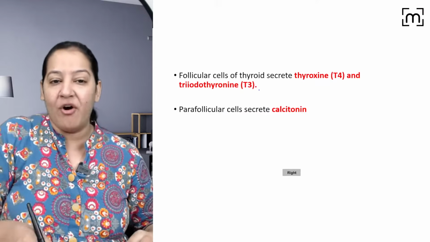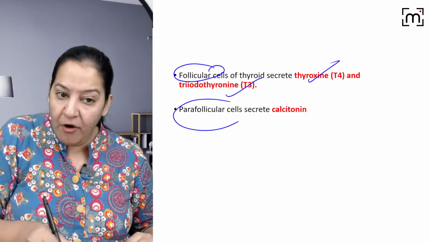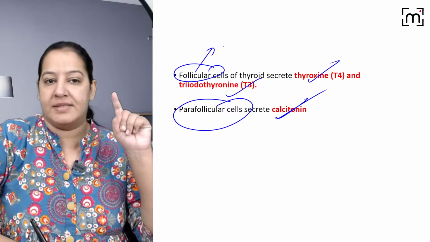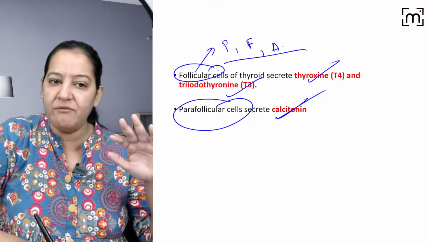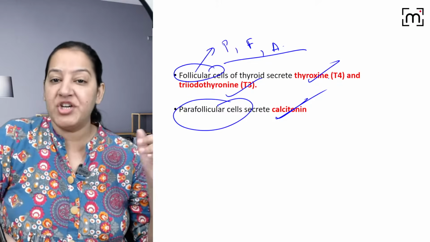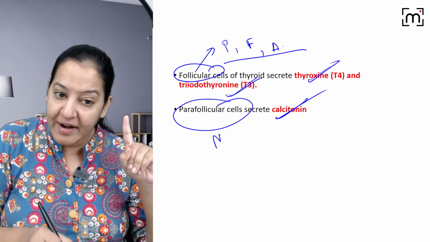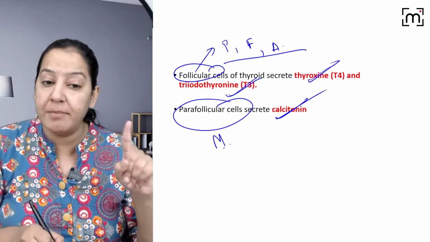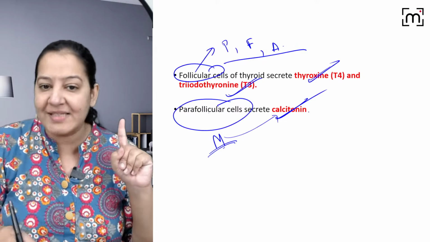So basically the follicular cells secrete T3 and T4 and parafollicular cells secrete calcitonin. I'm telling you the 3 tumors, that is papillary, follicular and anaplastic, they arise from follicular cells, right? So patients have more T3 and T4 in the blood when they have these tumors. But the medullary carcinoma arises from parafollicular cells. So when a patient comes with medullary carcinoma of thyroid, the patient has more calcitonin in the blood.